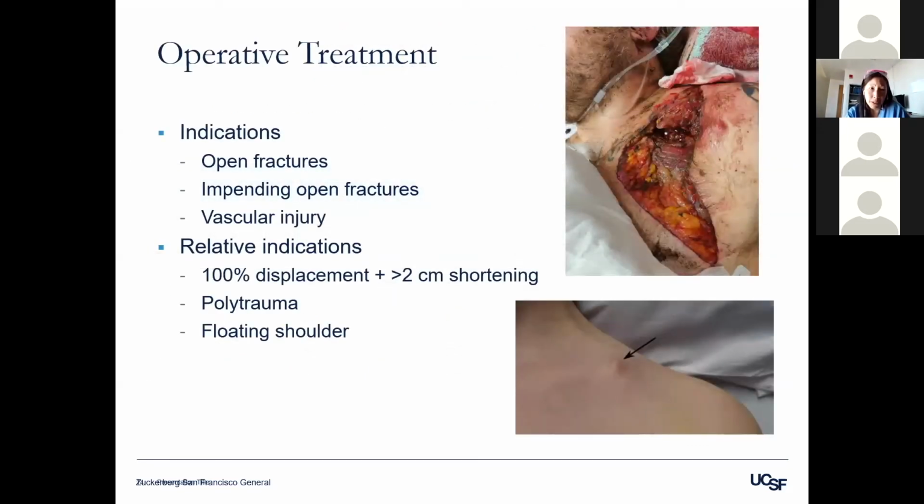So operative treatments: open fractures, impending open fractures, so skin tenting like we talked about, and any associated vascular injuries warrant thorough debridement and fixation. Relative indications that we talked about: 100% displaced with greater than 2 centimeters of shortening is an opportunity to talk to your patients about risks and benefits, pros and cons of surgery and not doing surgery. Polytrauma patients are also a relative indication, and then the concept of floating shoulder, which hopefully we'll be able to touch on when we go on to talk about scapular fractures.